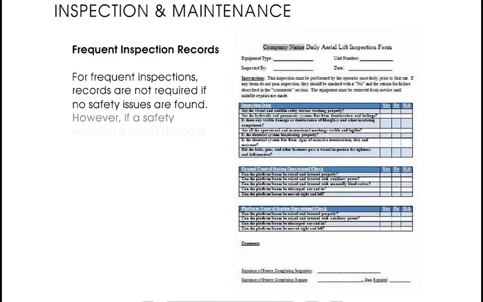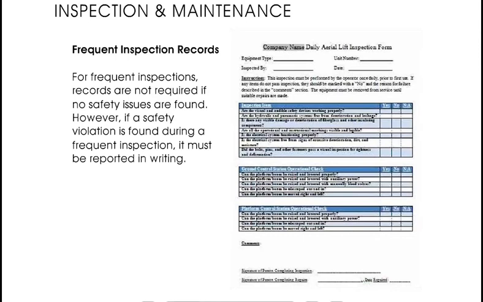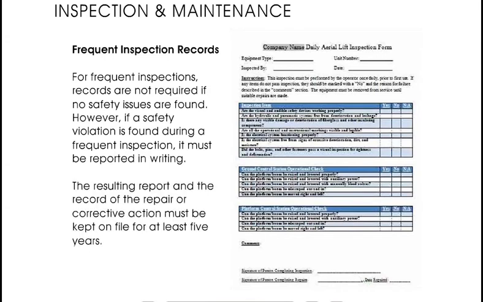For frequent inspections, records are not required if no safety issues are found. However, if a safety violation is found during a frequent inspection, it must be reported in writing. The resulting report and the record of the repair or corrective action must be kept on file for at least 5 years.